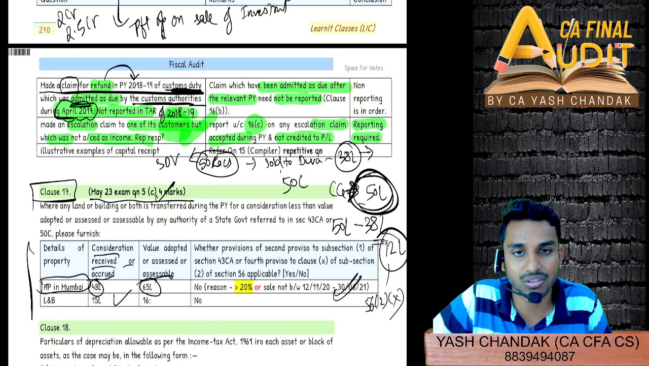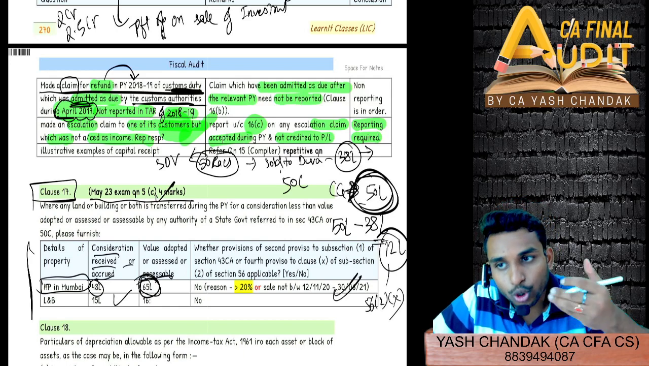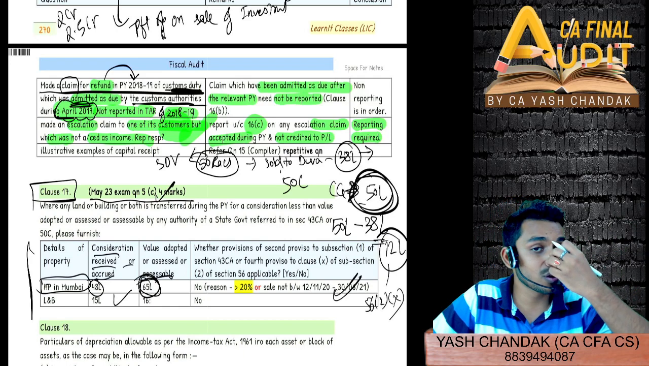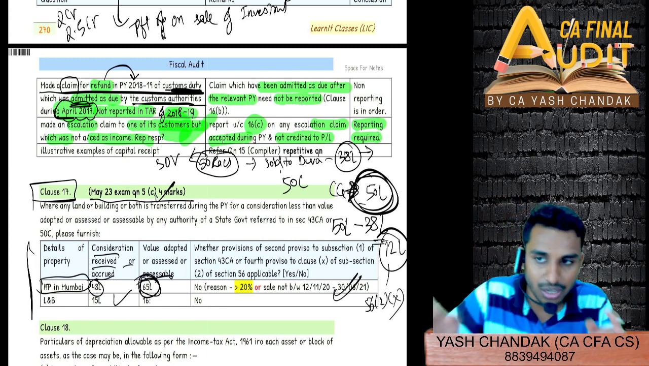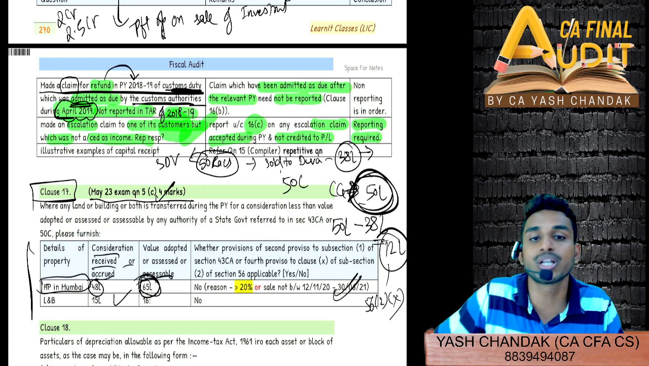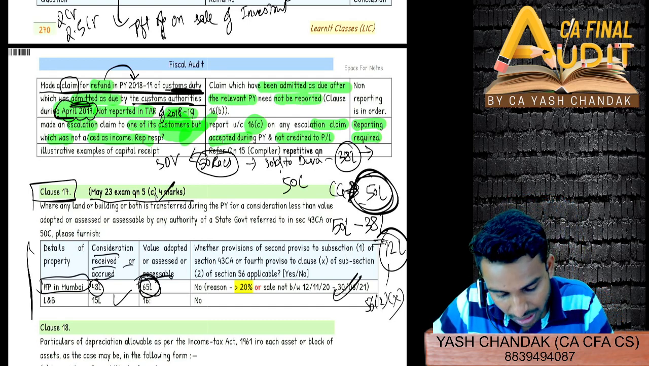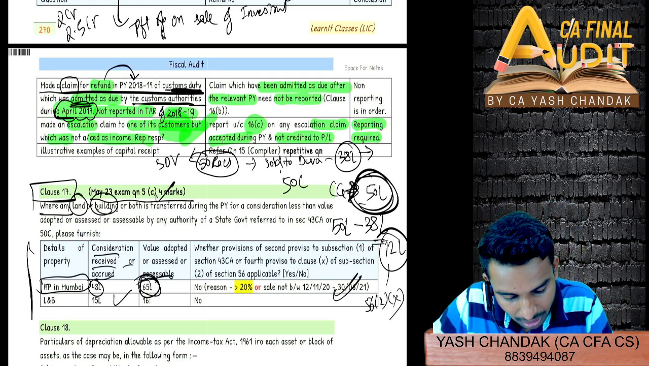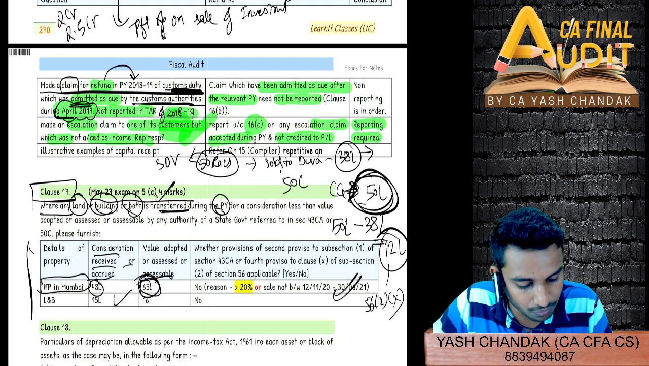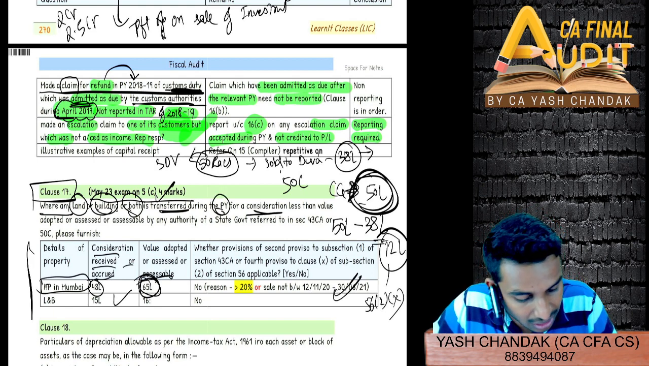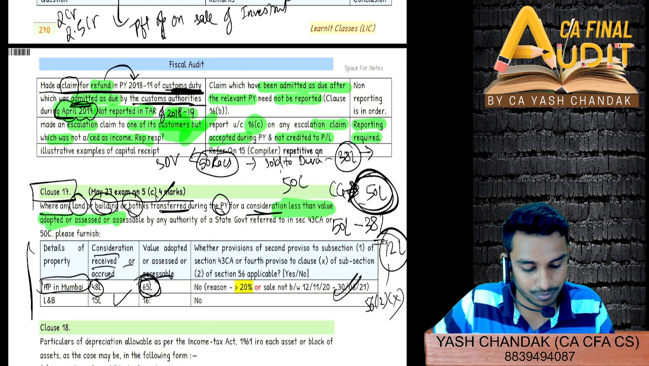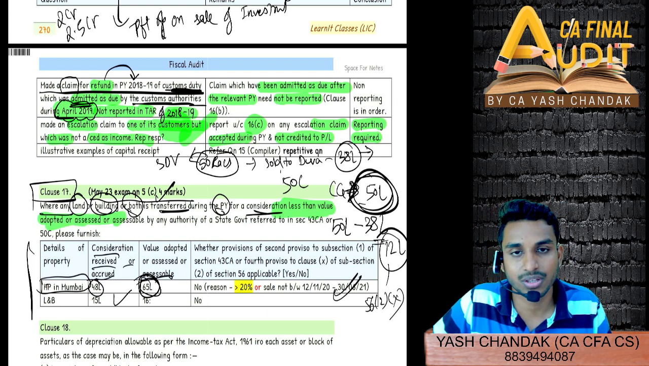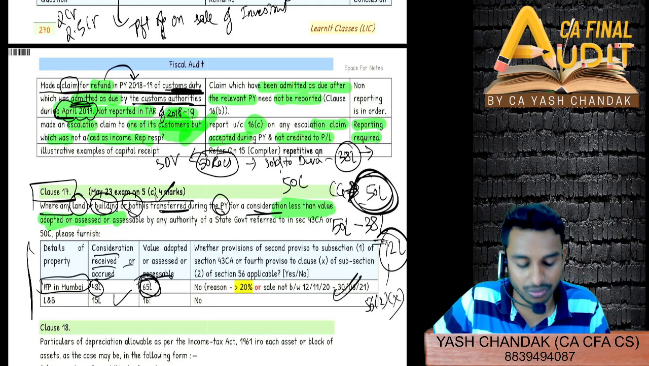I received 48 lakhs, but stamp duty value is 65 lakhs. So you have to report all these properties in the books of accounts of the SSC if you find any property which is being sold for less than stamp duty value. If already more than stamp duty value, then you need not report the same. Correct? You can see here, where any land or building or both is transferred during the previous year for a consideration less than the stamp duty value, then you have to report the same when consideration is less than the stamp duty value.